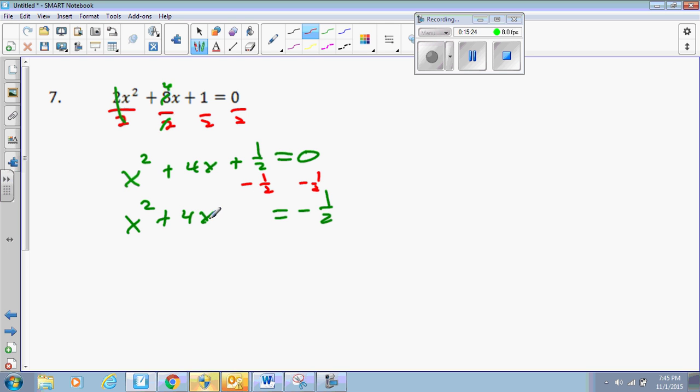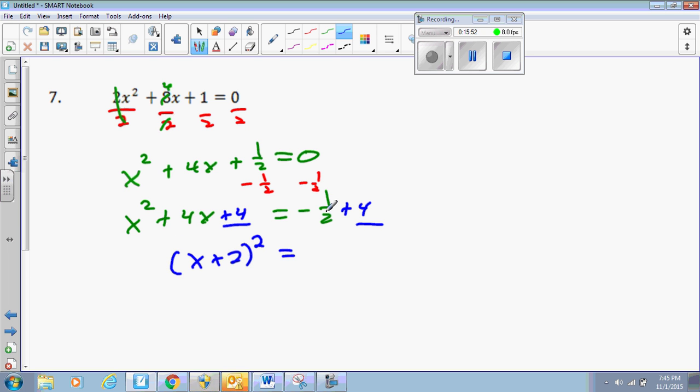And then I have to figure out what number I should put right here to make it a perfect square. 1/2 of 4 is 2. 2 squared is 4. So plus 4, plus 4. So I have parentheses x plus 2 squared. Remember, this number here is half of this coefficient here.